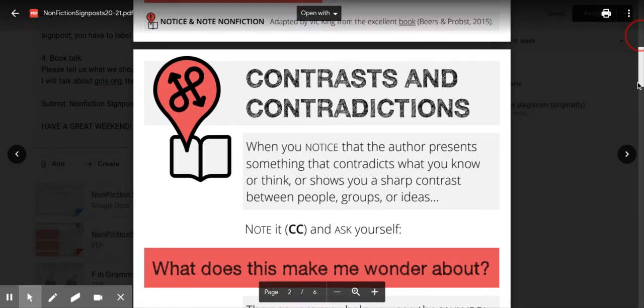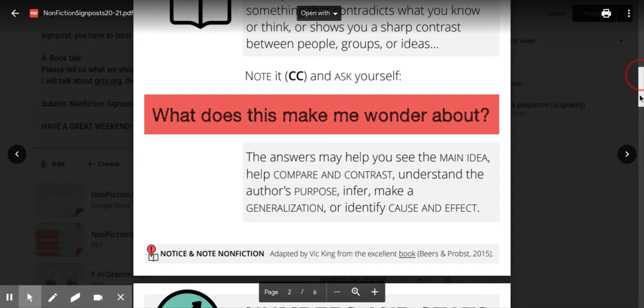I just went to Google Classroom and opened up this graphic, this PDF. There are 5 types of nonfiction signposts, since we're concentrating on nonfiction today, which means true. Number 1, contrast and contradiction. If something goes against everything you have based your foundation of life on, that's a contrast, something different, or a contradiction. It goes against your current life view. So when you come to that kind of writing, you're going to stop and wonder, what does this make me wonder about? How does it challenge you?